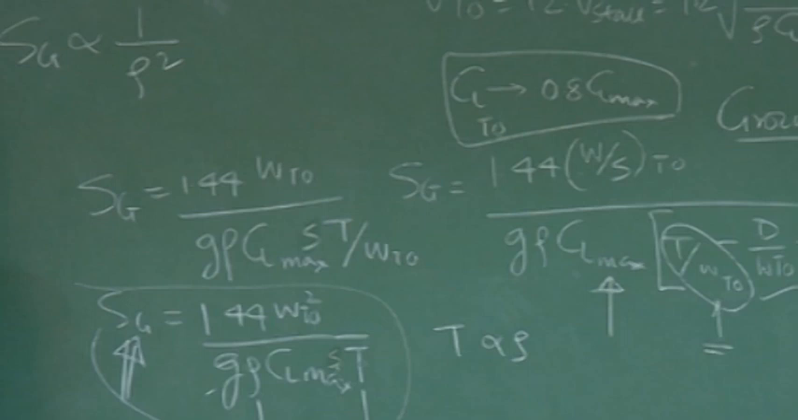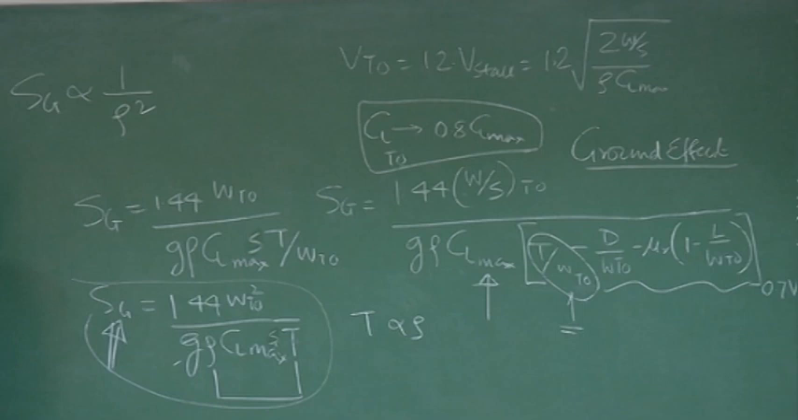Clear? This is a very important understanding: if I have to reduce SG, the message is increase CLmax, reduce wing loading, increase T by W. These are the primary parameters which a designer will keep in mind.